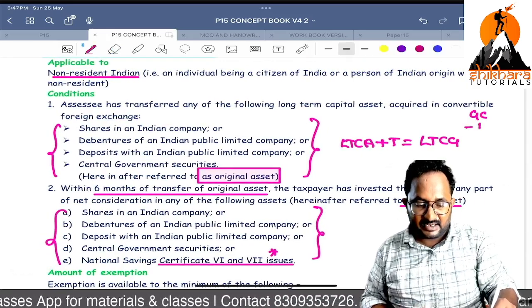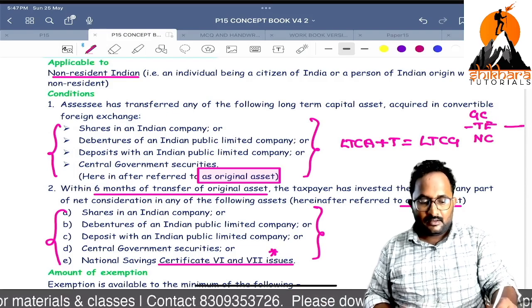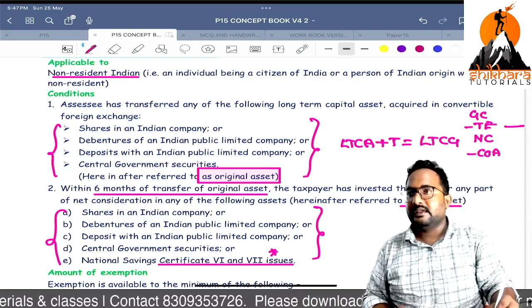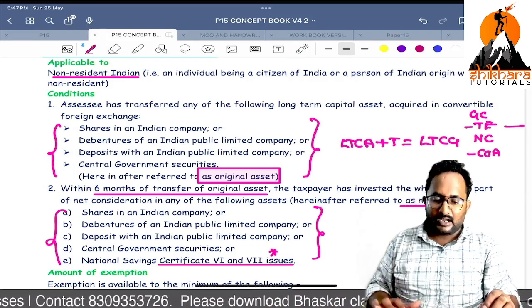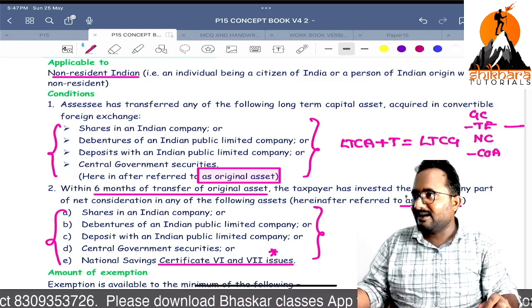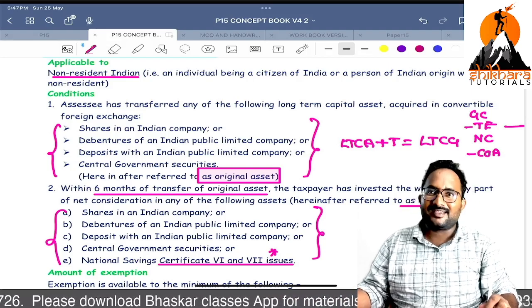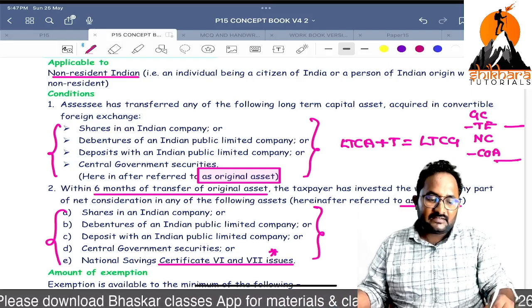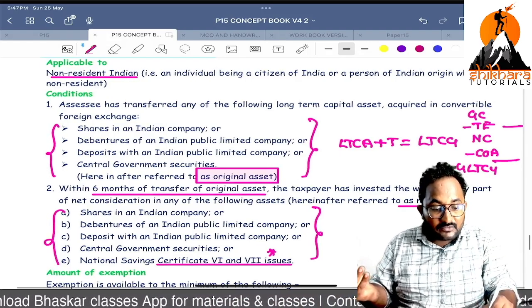Gross consideration minus transfer expenses. What can we get, ma'am? Net consideration minus cost of acquisition. Yes, all these things you can remove. If indexation is available, you can remove it, because if you transferred before that date, indexation is available. For a non-resident, there is no indexation. Okay. Now minus this, and what, ma'am? Gross long-term capital gain.